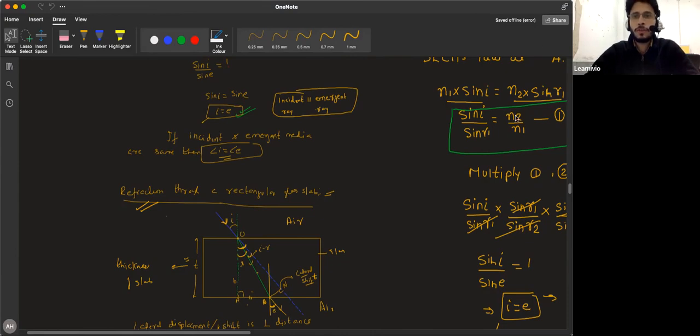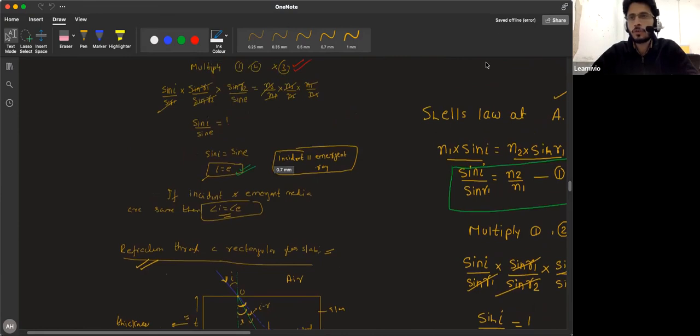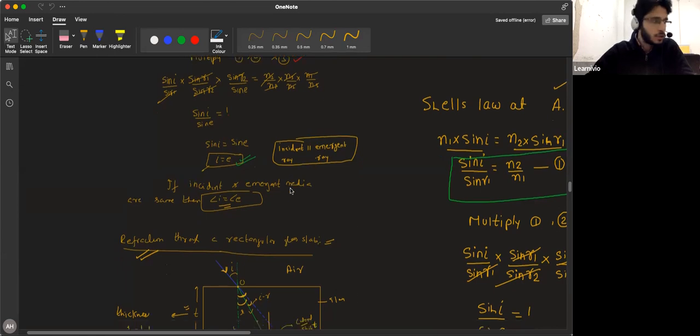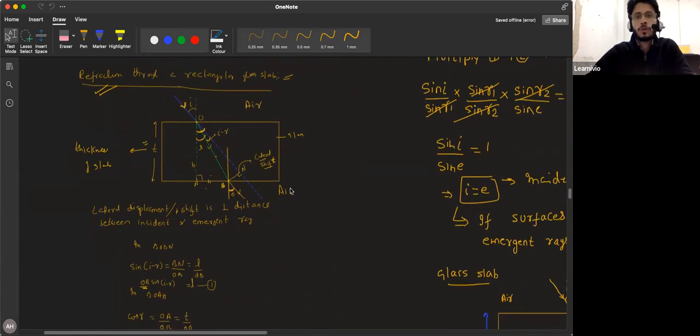So in the last class, we started refraction. The last topic was refraction through a compound plate. After refraction through a compound plate, the next is refraction through a rectangular glass slab.